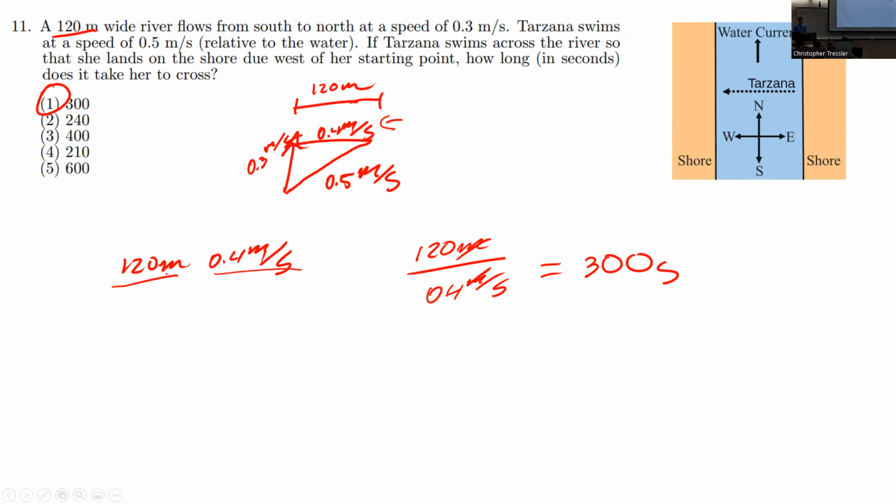In order to get the time, when we have meters and meters per second, if we do meters over meters per second, this is the same thing as meters times the inverse, the reciprocal. I think reciprocal is the technical term. This cancels out and we just get seconds. So that's why I'm taking this 120 and dividing by the 0.4. Yes.